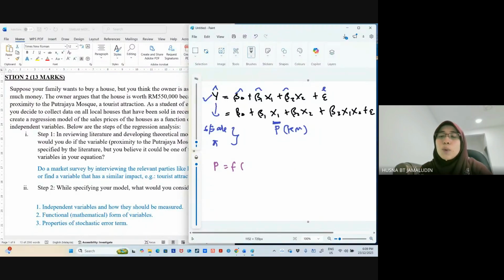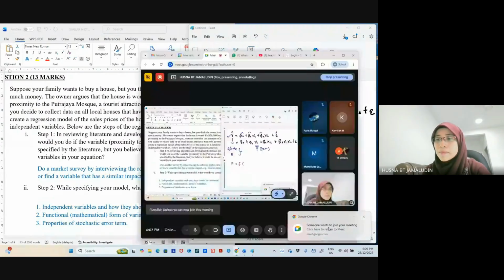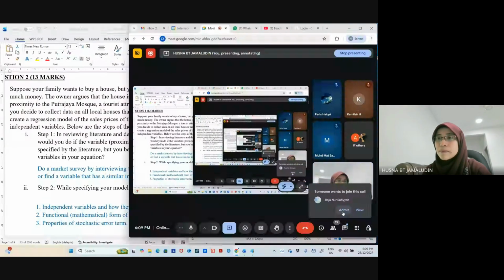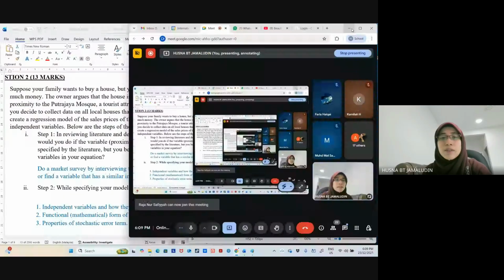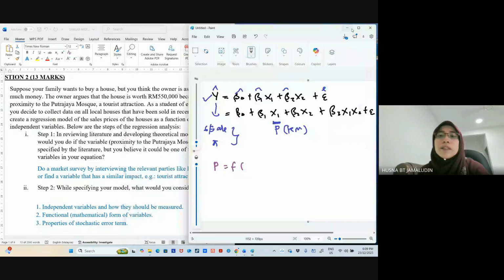So what will determine the price of the house? Anyone? I'm not the one who is solving everything. What determines the price of the house? Can someone tell me? Give me your suggestion. Quick. If you want to cover many questions, you had better answer quickly. What will affect the price of the house? We have learned this in class.